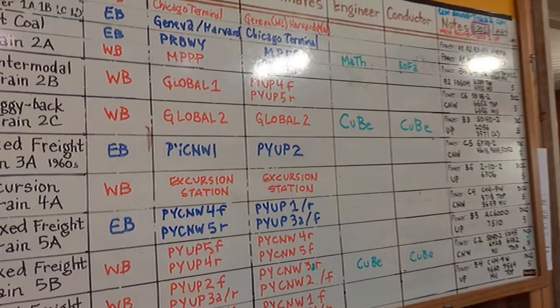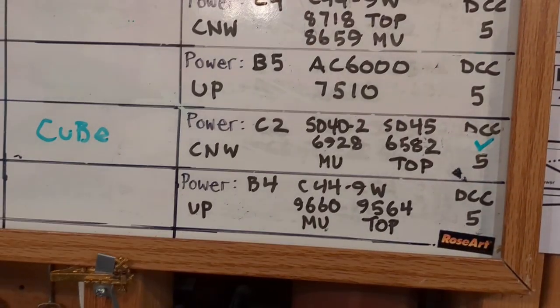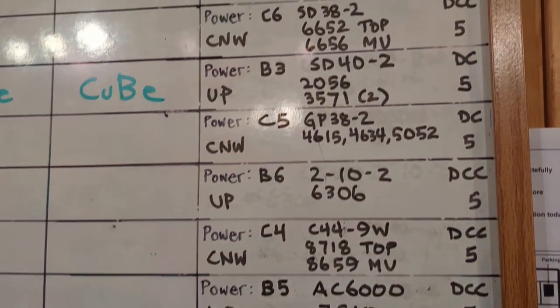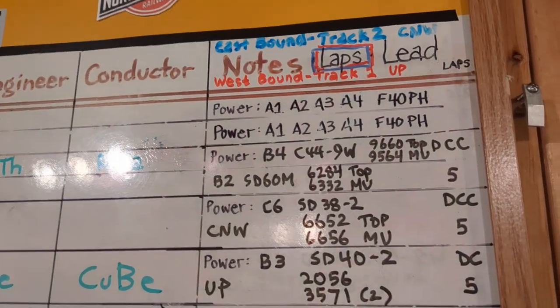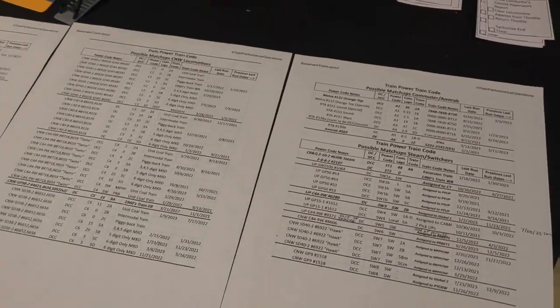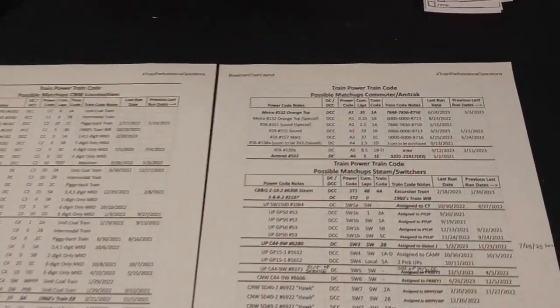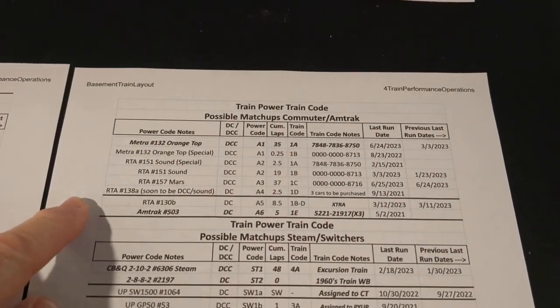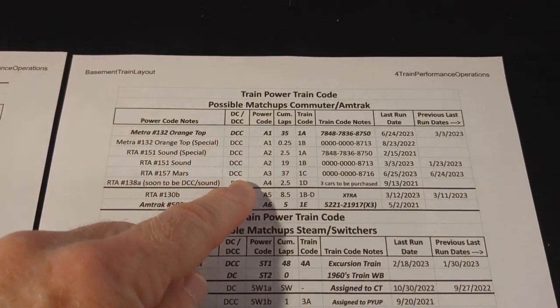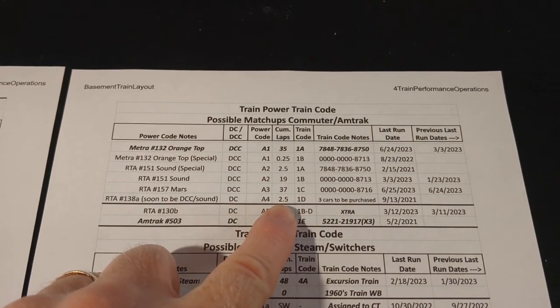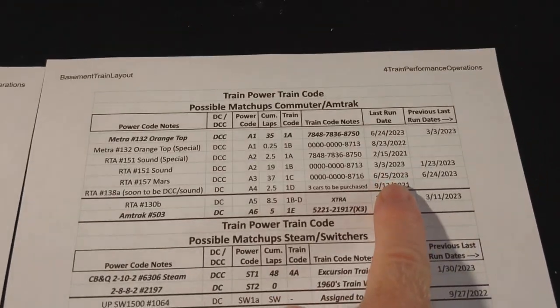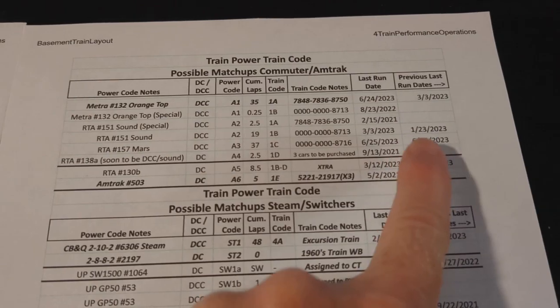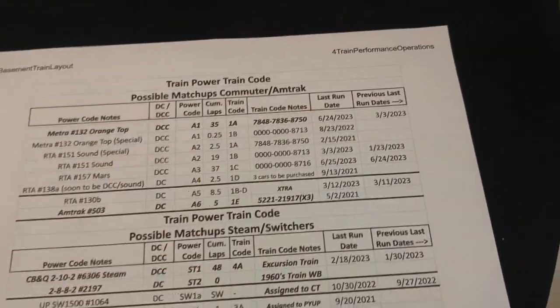You know, one more thing about the train order board is I assign the power over here. These are the power assignments. I wanted to show you how I do that. I use these sheets, these are the commuter trains that are assigned. Here's their power code, and this is the train code that I use for each one, and then the dates that I run them, and then the power that's assigned to each train.